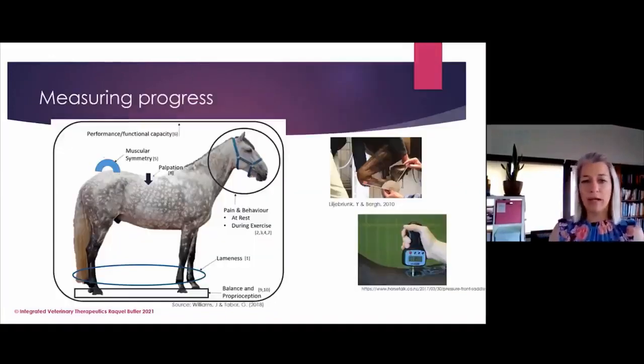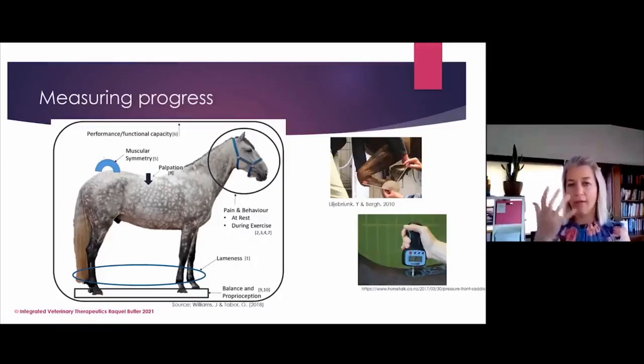So how do we measure progress? This is from a paper from Williams and Tabor. We can measure progress through monitoring the horse's pain signs, so facial expressions, other behaviors that may indicate pain, both at rest and during the exercises. We can measure their lameness. So how lame were they at the start and how's that progressing? And that may be with your vet, or you might build up the observational skills.